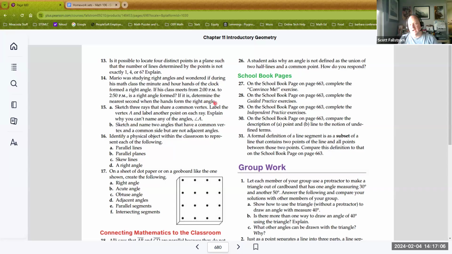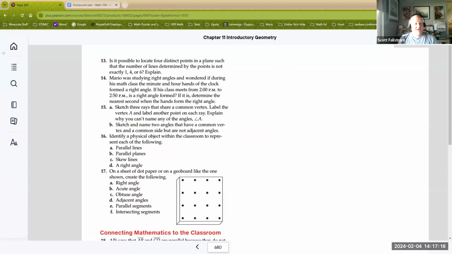Hey, this matches right up with clock arithmetic and clock geometry. So think about what we did in that section, how they move. They move at a specific rate. We're talking about the minute and the hour hands. So find a common rate that you want to use. You can do it by the minute, you can do it by the hour.